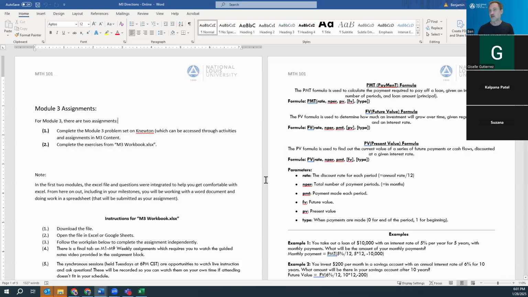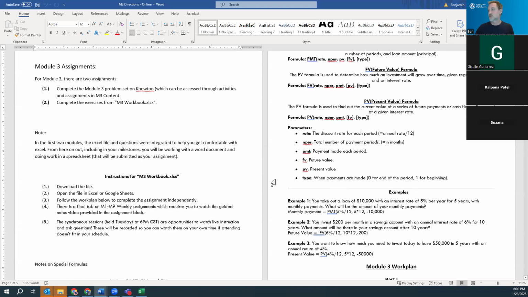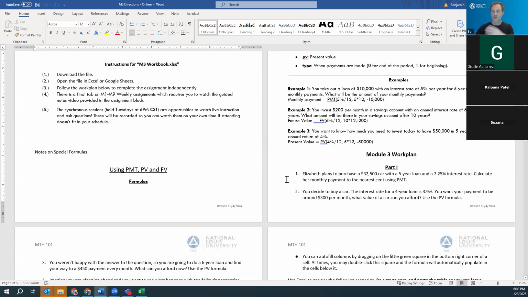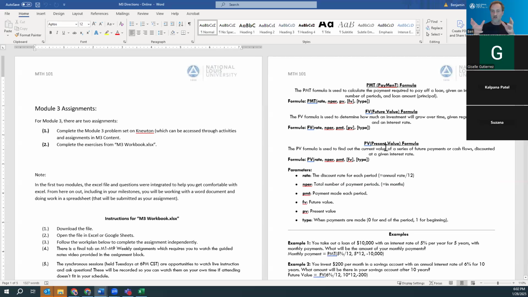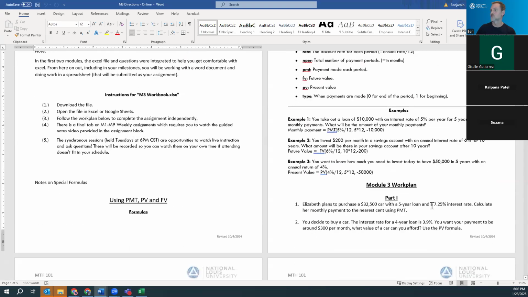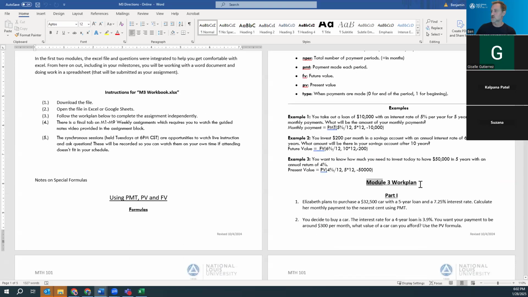So that's the first thing, is that you have to use this now as part of what you're doing. Whereas before it was just kind of a document that was like, hey, download this and get started. But now it really actually has a bunch of stuff that's important, starting with PMT, PV, and FV, which are what I call the big three financial formulas in Excel. It's got what these formulas are, what they're used for, and then some examples. So the work doesn't actually start until here.